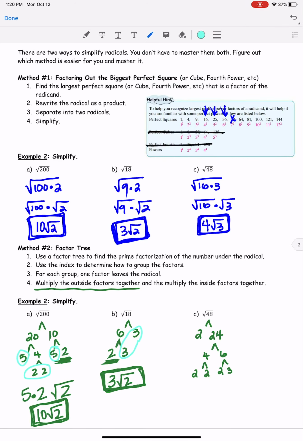So what do we have a group of? I've got 2 2's and 2 2's. So what gets circled comes out, right? And only one of them. So 1 2, 1 2. And then whatever does not have a pair stays inside. Next, we're going to multiply the outside factors together. So my final answer is 4 square root 3.